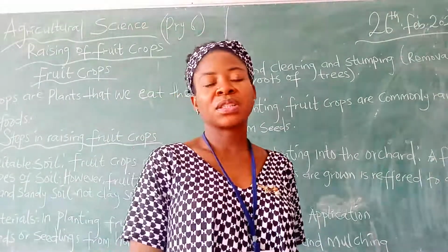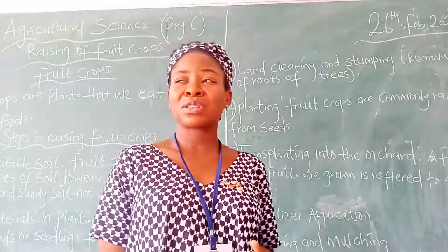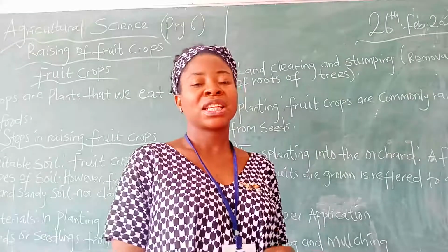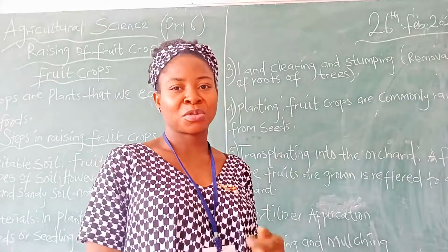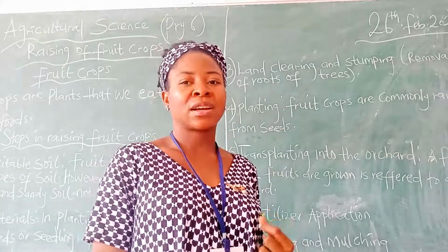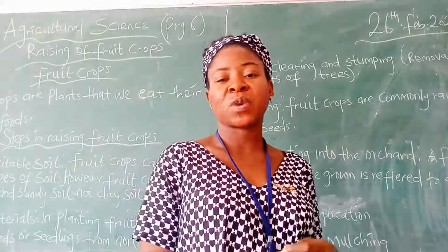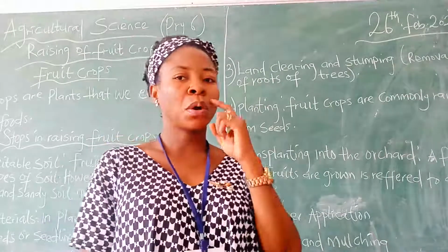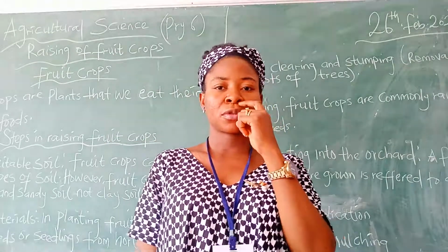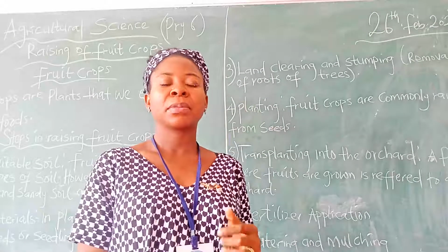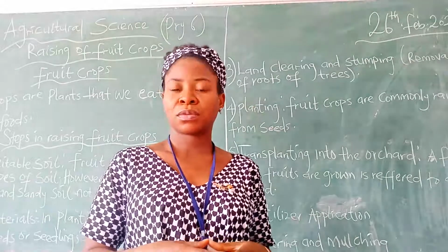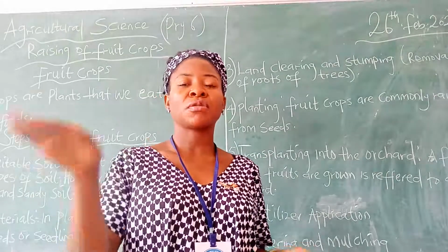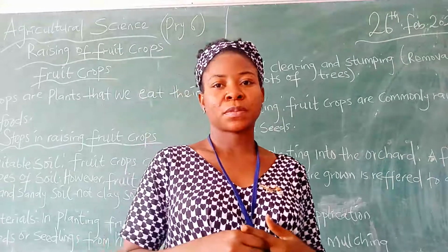So, that aside, we go down to the sixth step, fertilizer application. In as much as we call them fruit crops, people see fruit crops as crops that can survive in any condition, in any situation. That's not true. You need to maintain your fruit crops. Apply fertilizer on them on a regular basis whenever they need it. After that, watering and mulching. You need to water your fruit crops. After watering them, if possible for you, depending on the environment where you are, you mulch them. That mulching is covering them with leaves.